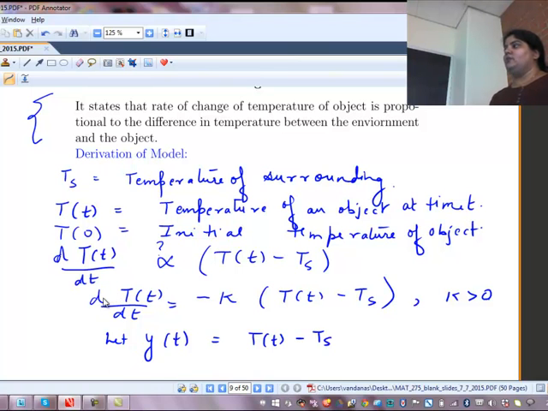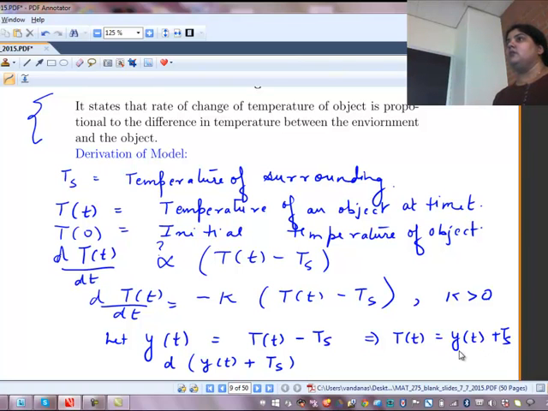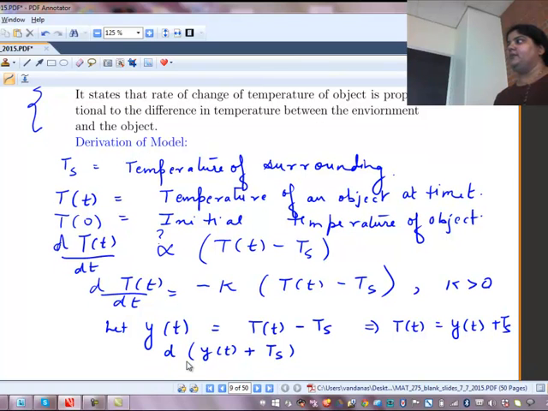So then your left hand side will become d of y(t) plus Ts, right? Because T(t), if you simplify this for T(t), it will be y(t) plus Ts. So if I place it back up here, then it is the derivative of y(t) plus Ts divided by dt. Okay, and my right hand side is minus k times y(t).